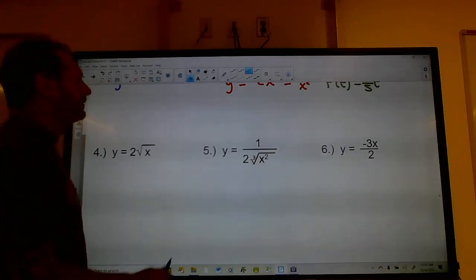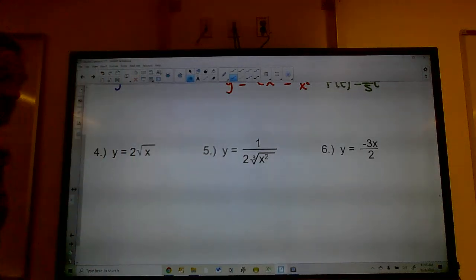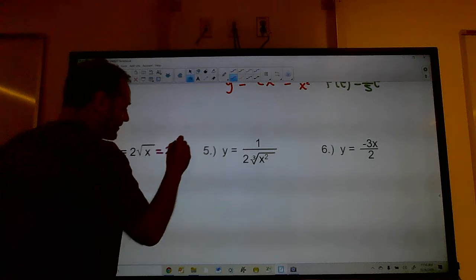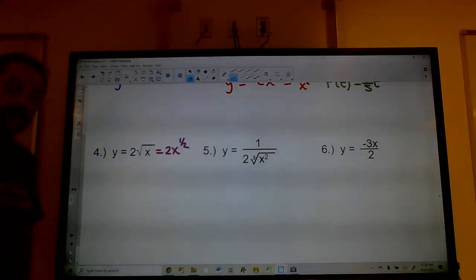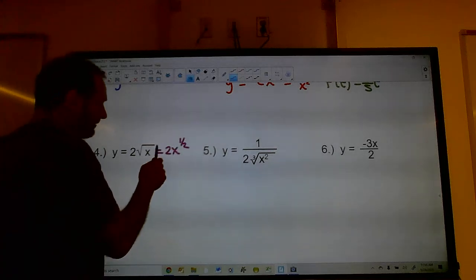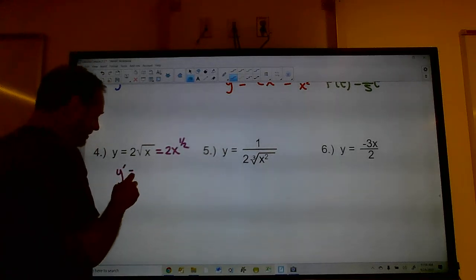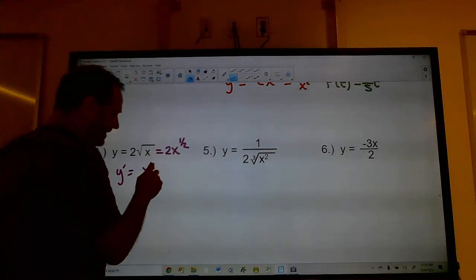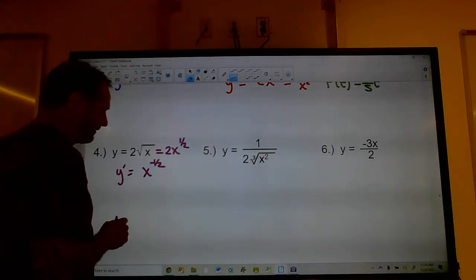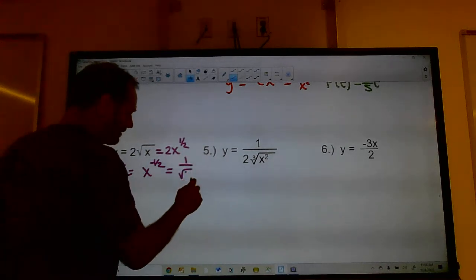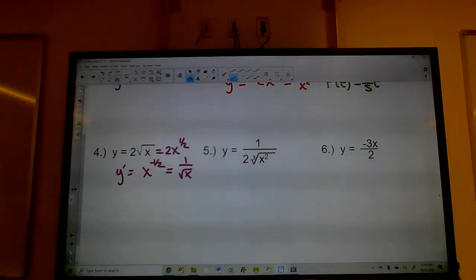Okay, what about if I have a square root? You can still use the power rule. So what I would do is I would change this to 2x to the 1/2 power, because the 1/2 power is the square root. So 1/2 times 2 is 1x. Drop the power 1, that's -1/2. So you could write it as 1 over the square root of x if you wanted to. Again, either one of those is acceptable.